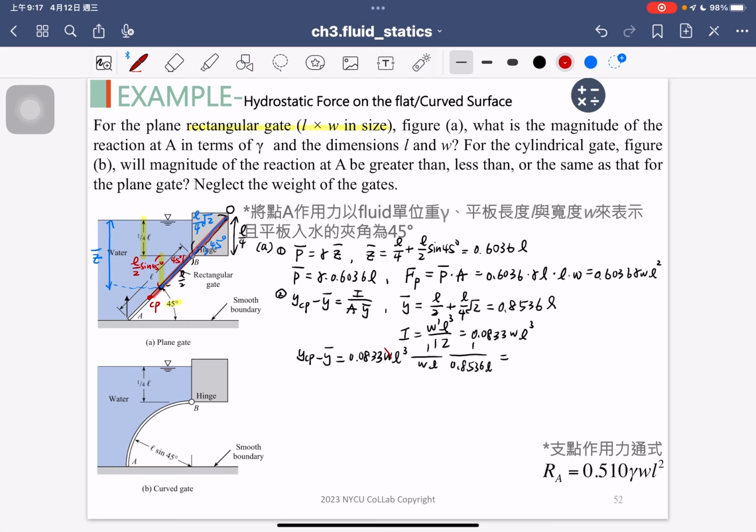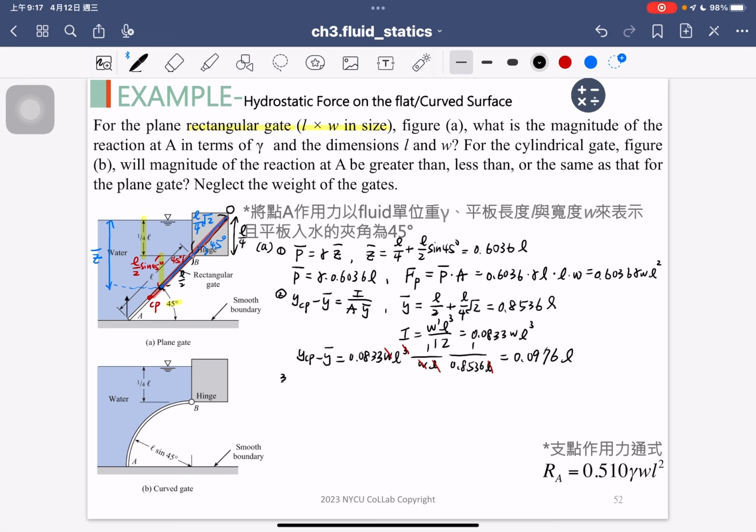The width can cancel out, and we have L squared, so right now we only have L to the first power. Then we put in the numbers, and I check from my calculator. The distance between YCP and Y bar will equal 0.0976, and we only have the L length. So we have the YCP minus Y bar distance difference.